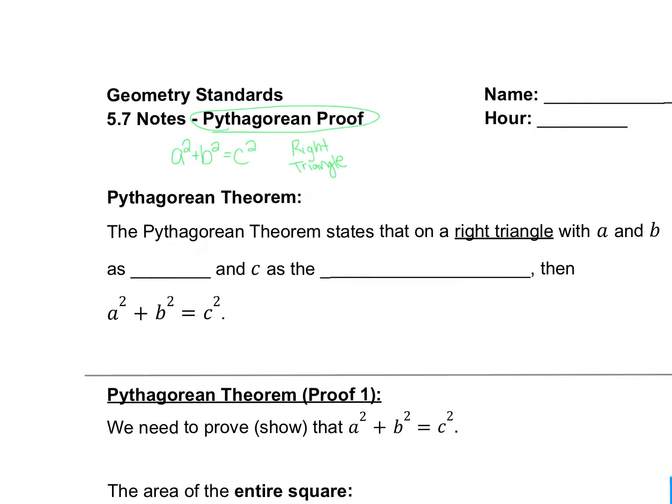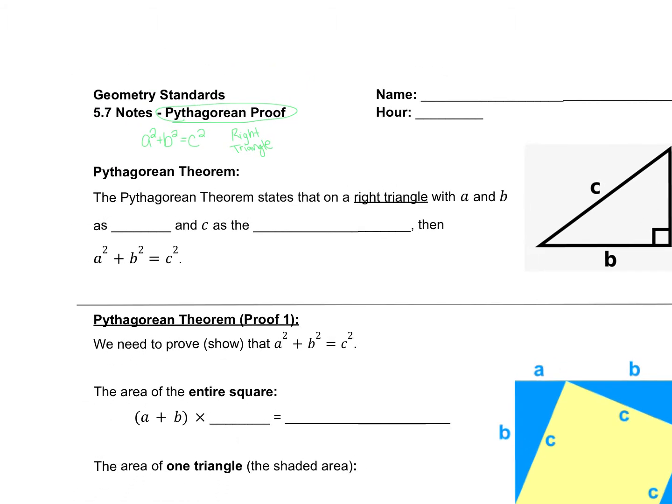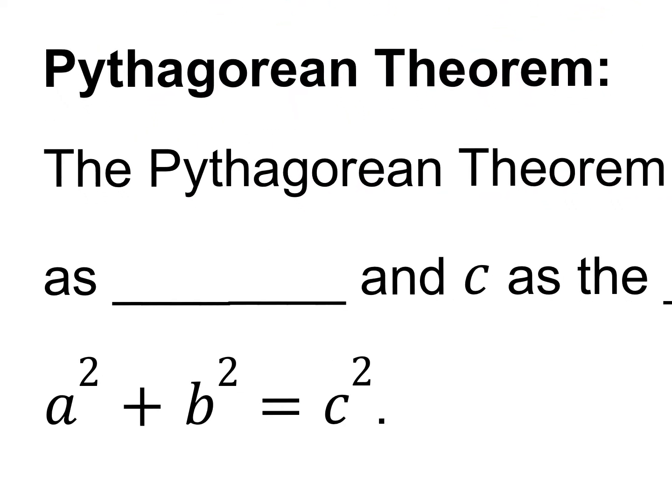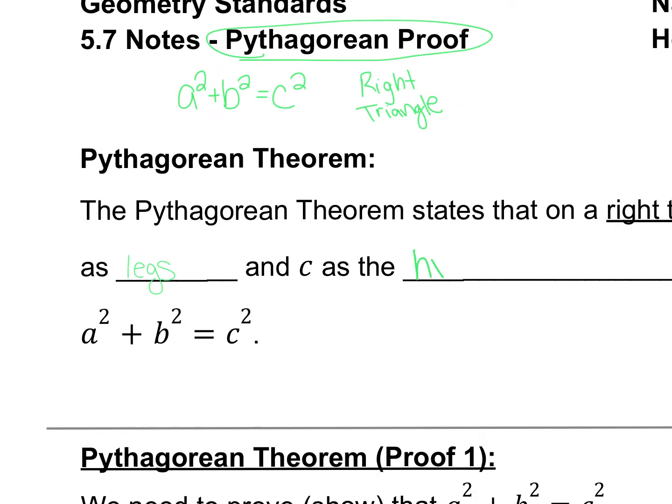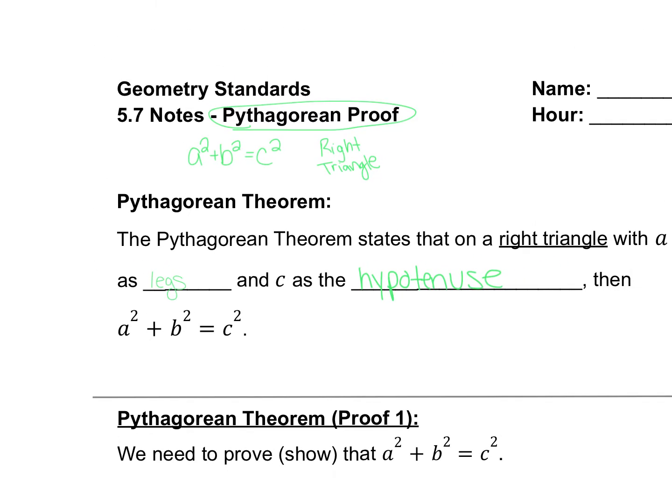Okay. So to start off, our Pythagorean theorem states that on a right triangle with a and b as legs, and c as the hypotenuse, then a squared plus b squared equals c squared. Okay, so here's our formula. We've seen it a million times, and we're going to see it a million more. Now this applies in our picture.